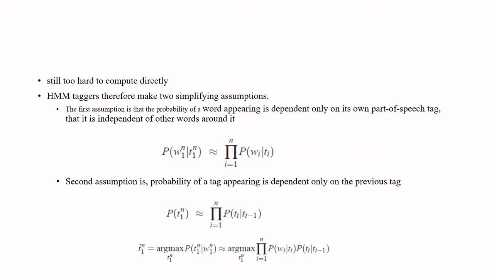Okay, now probability of W1 raised to n given T1 raised to n. Okay, so you have a sequence of probabilities. Now, this is actually conditional probability, right? Now, in case of conditional probability, if two conditions we are saying are independent of each other, that is, the first assumption is that the probability of a word appearing is dependent only on its own part of speech tag and it is independent of other words around it.